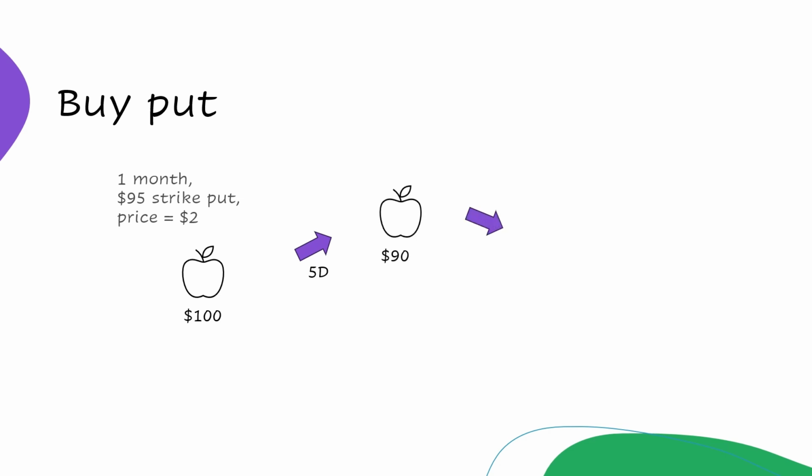Here is an example. A trader bought a 1 month $95 strike put on Apple with premium $2. Apple is at $100 now. In 5 days, if Apple goes down to $90, then the put option price goes up to $7. The trader can choose to unwind the put option at market, and the profit will be $7 minus $2 of initial premium, which equals $5.